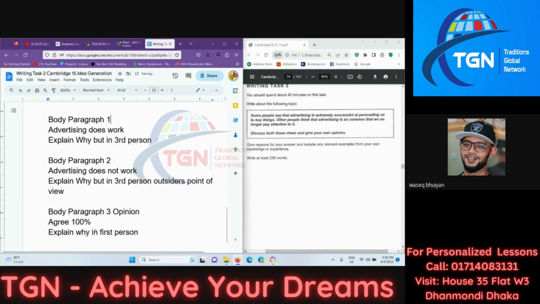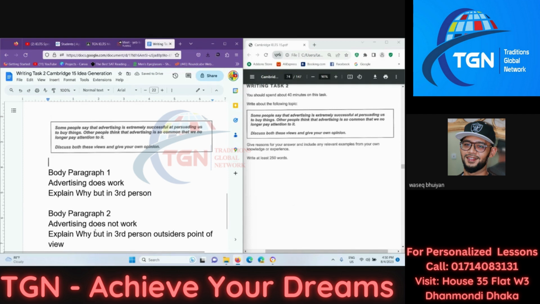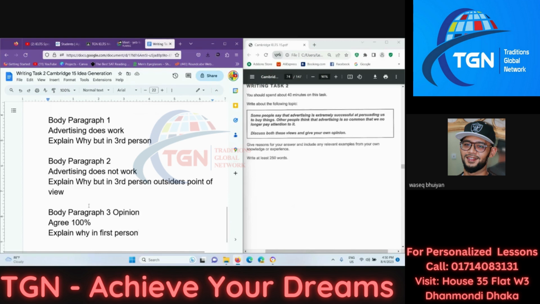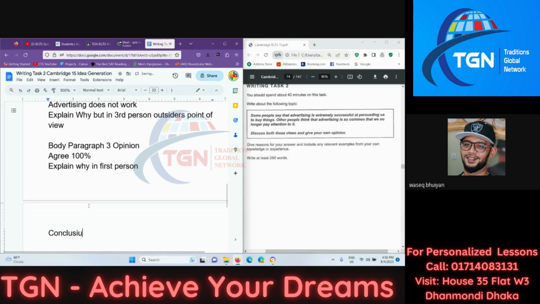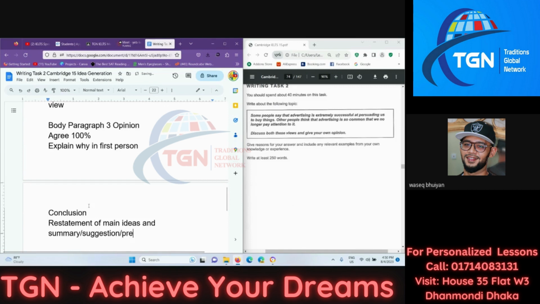We have the skeleton. আর এইটার ক্ষেত্রে আমি চাই যে ইন্ট্রোডাকশনটা দেখাই দিই, তখন একটু কনটেক্সটটা বুঝবা। So আমরা কিন্তু বেসিক স্কেলেটন তৈরি করে ফেললাম, right? And এখন ইন্ট্রোটা দেখলে, then you'll understand exactly how this whole skeleton is going to work. Body paragraph 3 এর পরে কিন্তু একটা conclusion লাগবে, right? Which is just a restatement of the main ideas, and a summary, suggestion or prediction, etc.